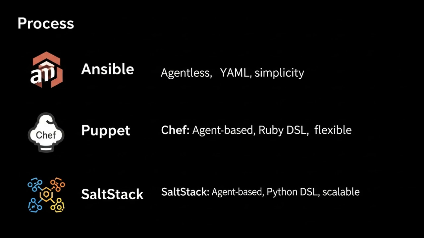Puppet and Chef are agent-based systems, meaning a client runs on each managed node, communicating with a central master. They typically use a Ruby domain-specific language, DSL, for defining configurations and are very robust for large, complex infrastructures. SaltStack, also agent-based, uses a Python-based DSL and a high-speed messaging system for highly scalable and responsive management. Each tool has its strengths, whether it's ease of use, scalability, or flexibility, and choosing the right one depends on your specific environment and requirements. Exploring these tools is a critical step in building your CM strategy.